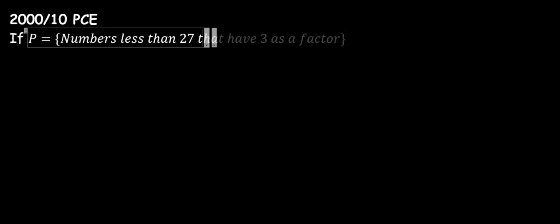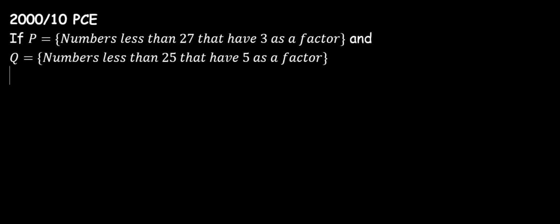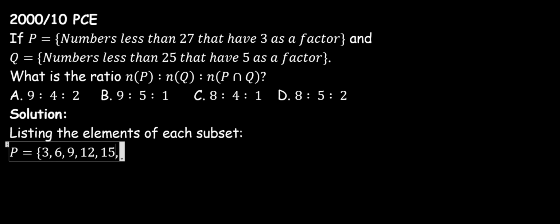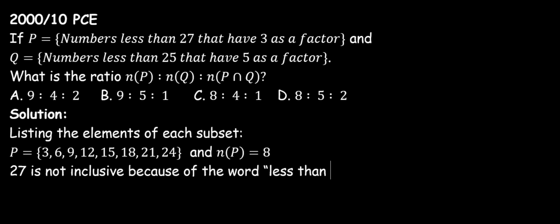Another example. If P is equal to numbers less than 27 that have 3 as a factor, and Q is equal to numbers less than 25 that have 5 as a factor, what is the ratio of the number of P to the number of Q to the number of P intersection Q? The options are given. List the elements of each subset: 3, 6, 9, 12, 15, 18, 21, 24. The number of P is equal to 8. Note that 27 is not included because of the words less than 27.